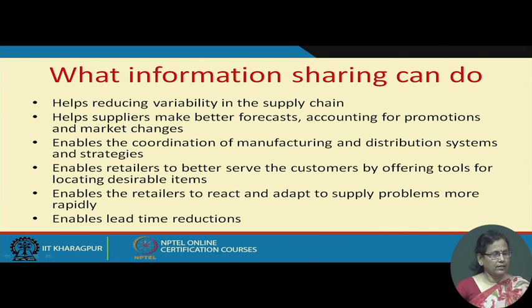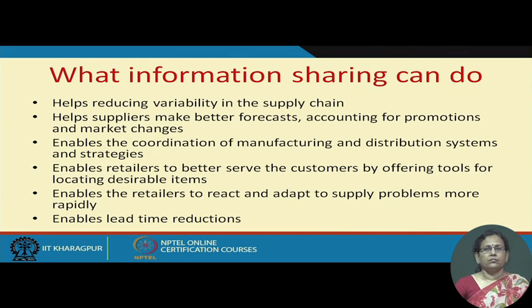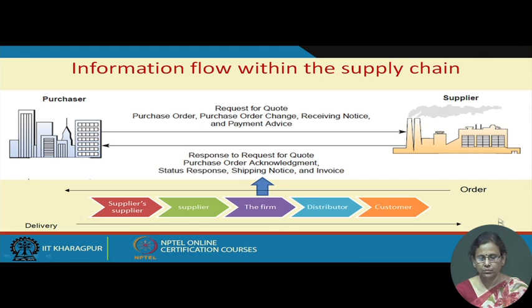Here we saw what the various information is that can go from the supplier to the purchaser. Now, let us see what kind of information is actually shared between supply chain partners and what information sharing can do. When we discussed the supply chain, we saw that order information goes upstream from the customer, and then the delivery information goes downstream.